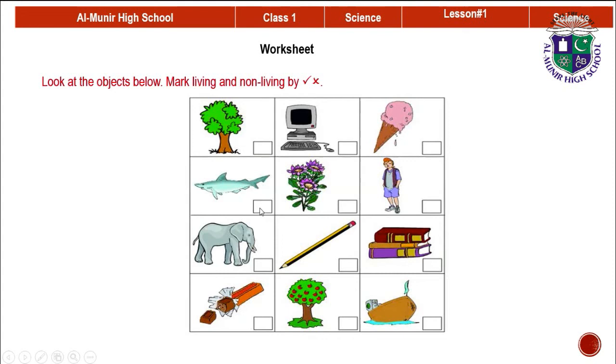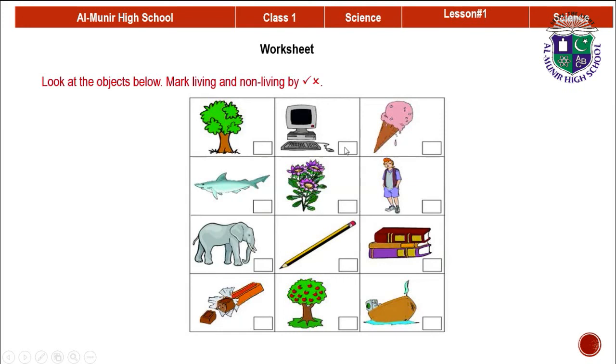Fish is also living thing. Elephant is also living thing. But this chocolate bar is not a living thing. So write a cross on it. Tick on tree, fish and elephant, and cross on chocolate bar.